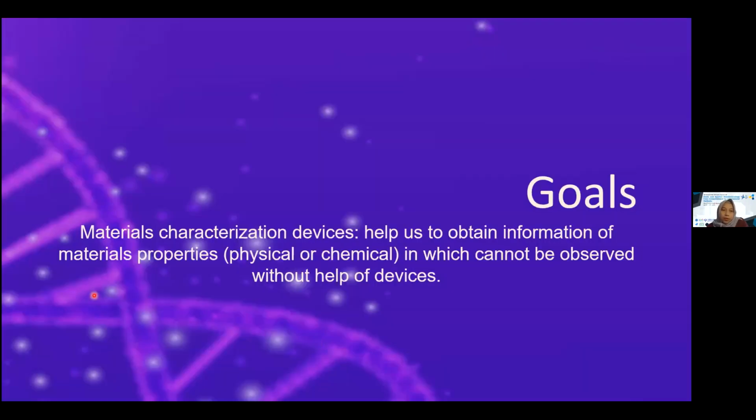So why do we need to learn about material characterization or the devices themselves? Because it can help us obtain information about the material's properties, for example physical or chemical, which cannot be observed without the help of the devices. For example, we would like to know the crystalline structures, which cannot be observed by our naked eyes.